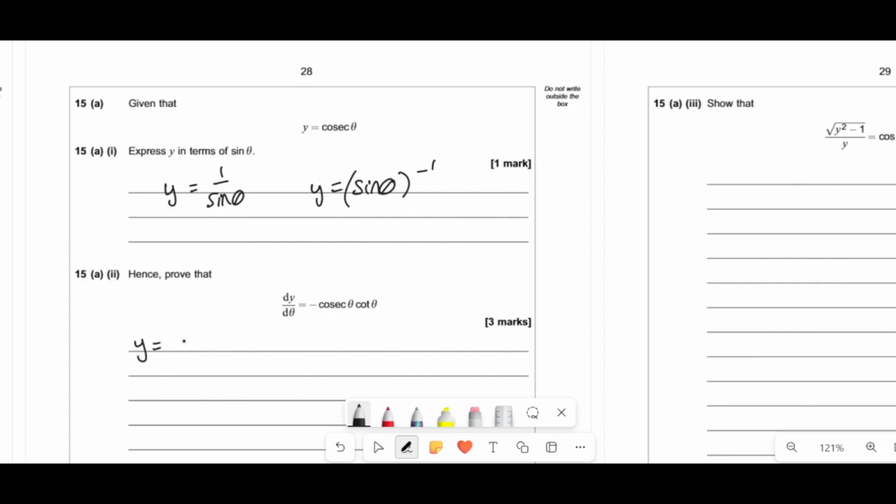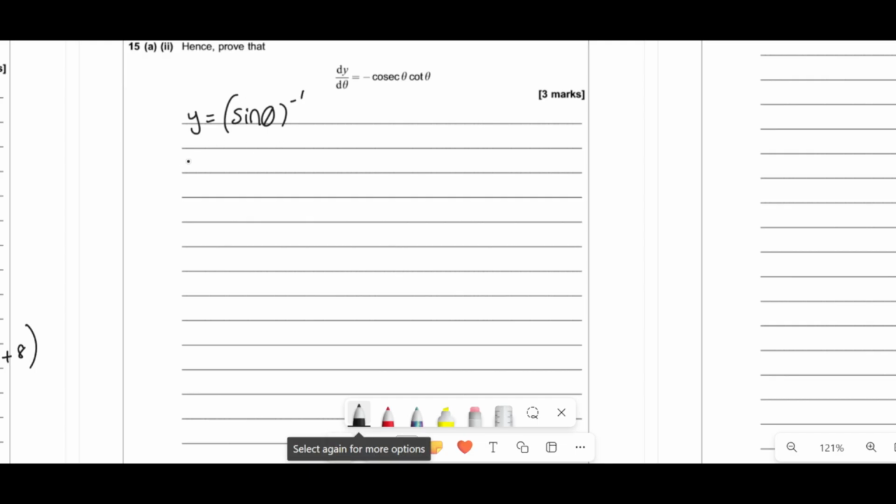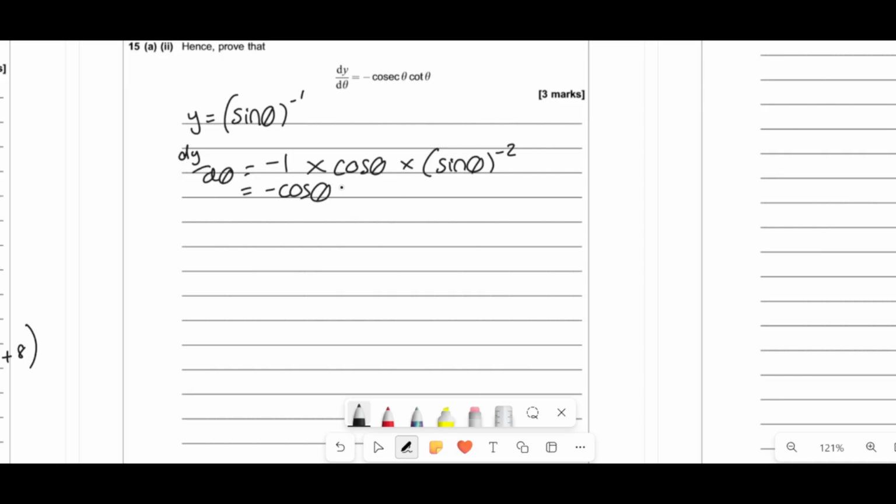If y equals sine theta to the minus 1, well, dy by d theta is going to equal minus 1 times the derivative of what's in the bracket in terms of theta. So sine differentiates into cos. So it's going to be times cos theta. And then it's going to be the whole of this again, but with the power taken down by 1. So sine theta to the minus 2. Alternatively, you could do the chain rule as well, but this is just a shortcut, which gives you minus cos theta over sine squared theta, like so.